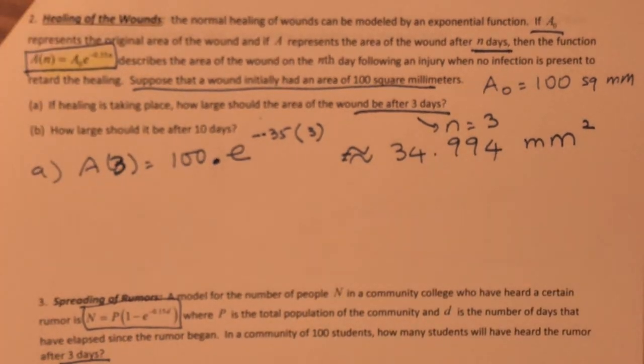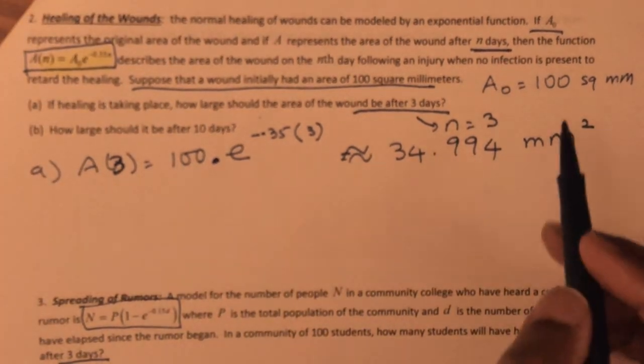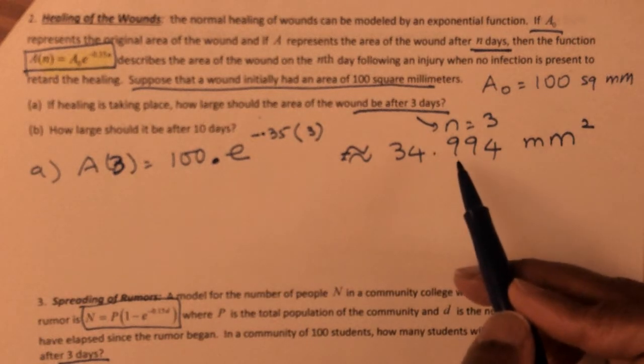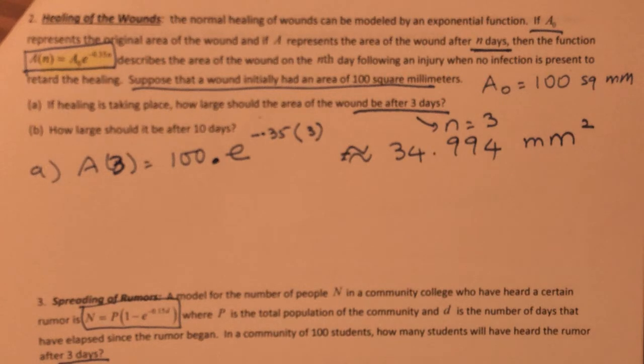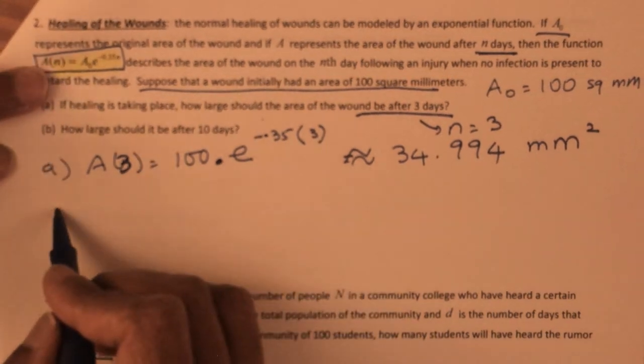So basically in 3 days it has come down to what? You start with 100, comes down to 35. So almost 1/3. Almost 1/3, right? Really close to 1/3.